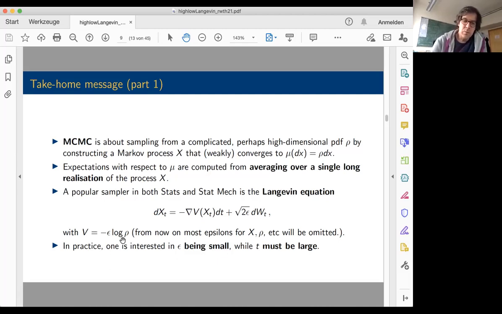The difficulty in practice is that in many interesting situations, the epsilon will be small, so the noise will be small. And this means that the time you need to sample the dynamics will be very long. So we have two limits that are involved in this game. One is the small noise limit, and the other one is the long time limit. And I will take a look at these two limits for the underdamped Langevin equation in more detail.